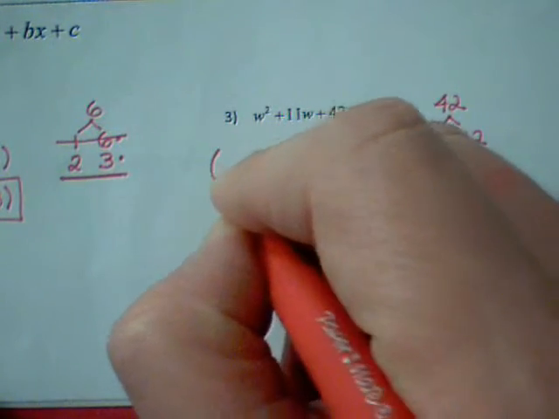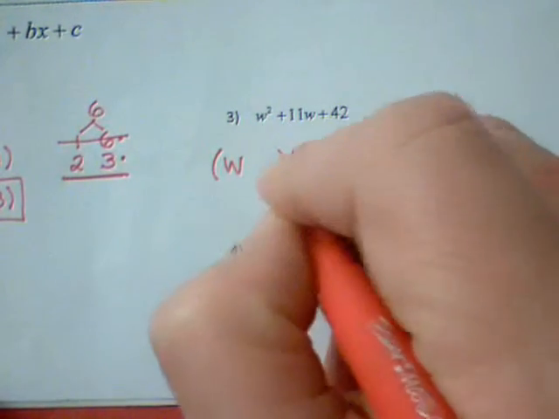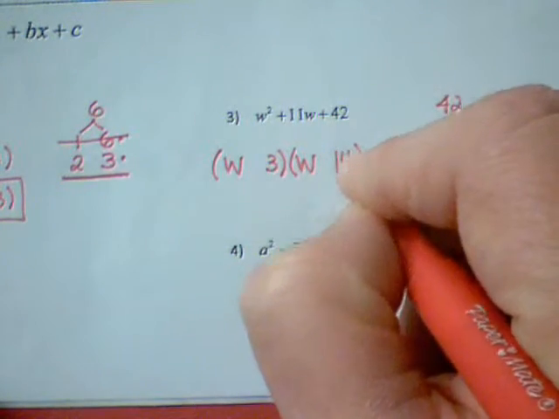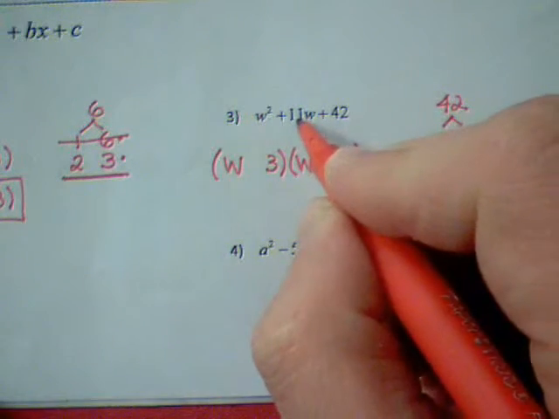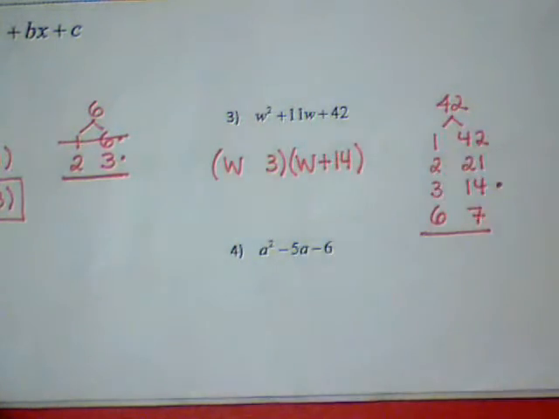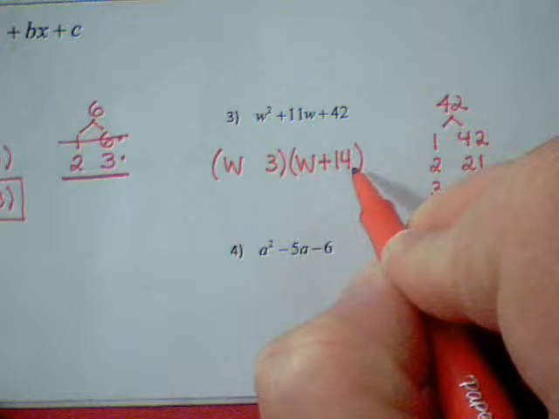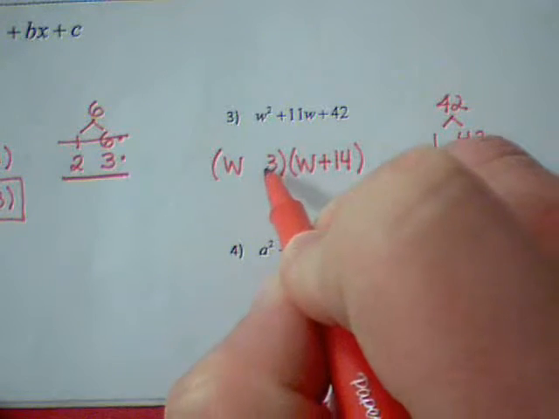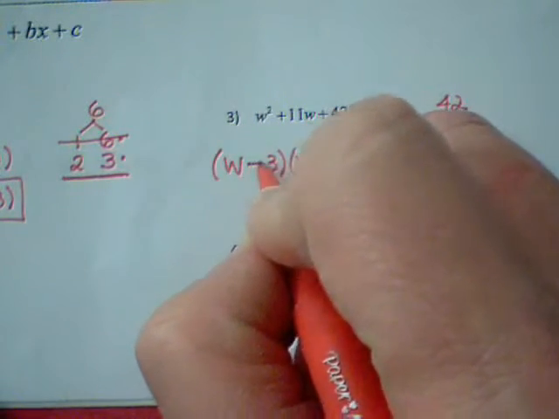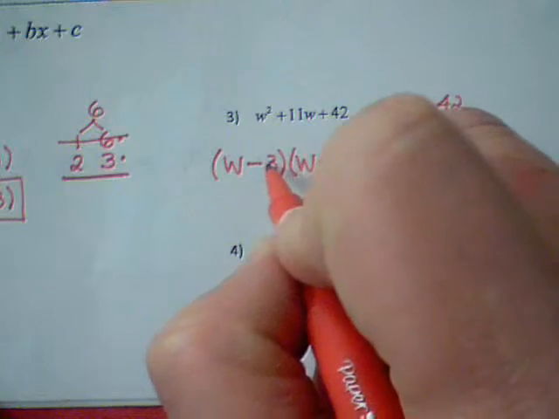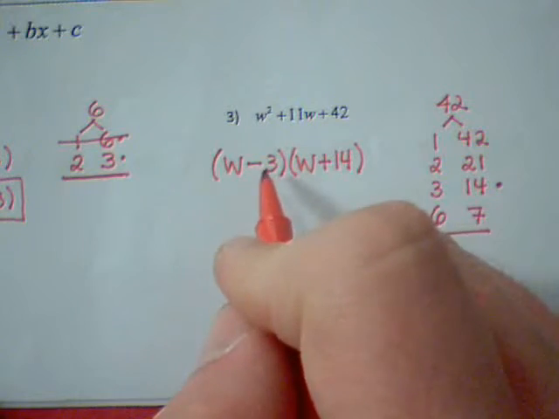So I'm going to come over here, open my parentheses, and I'm going to write 3 and 14. Now remember, the biggest digit has the same sign as the middle term, so I'm going to put a positive right there. Once I put my positive there, I'm going to ask, positive 14 plus 3 or minus 3 gives me positive 11. And the answer is negative. 14 minus 3 is 11. So I'm going to put a minus or a negative sign right there.